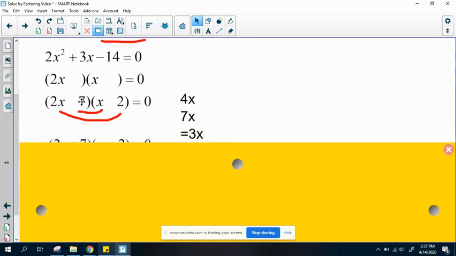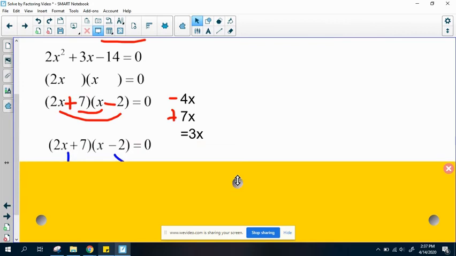So if I want to put a 7 here, then the 2 times 2 gives me 4, and 7 times x gives me 7, and I'm trying to get 3. And I can get 3 if the 7 was positive and the 4 was negative. So the 4 came from the 2 by 2, and the 7 is going to be positive. So that is how it factors.